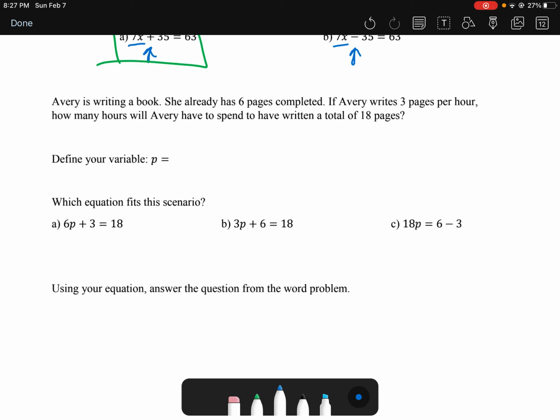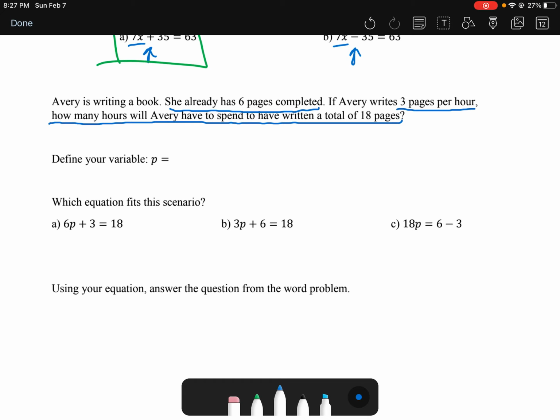All right. Avery is writing a book. She already has 6 pages completed. If Avery writes 3 pages per hour, how many hours will Avery have to spend to have written a total of 18 pages? All right. My important stuff. Well, we already know that she has 6 pages completed. She started there, and then it seems like more is just being accumulated. If Avery writes 3 pages per hour, and then the question, how many hours will Avery have to spend to have a total of 18 pages?